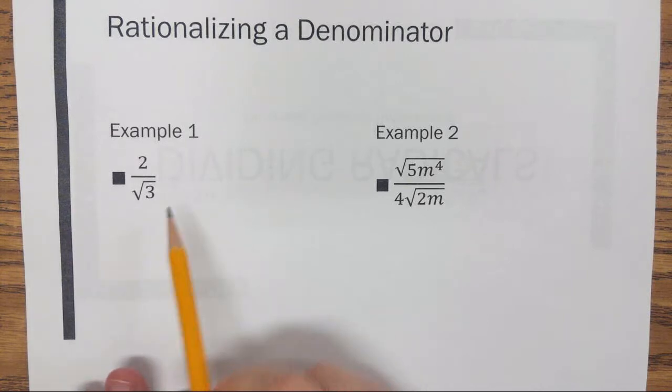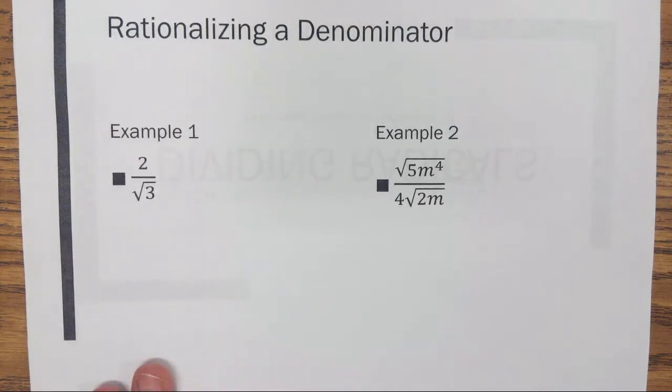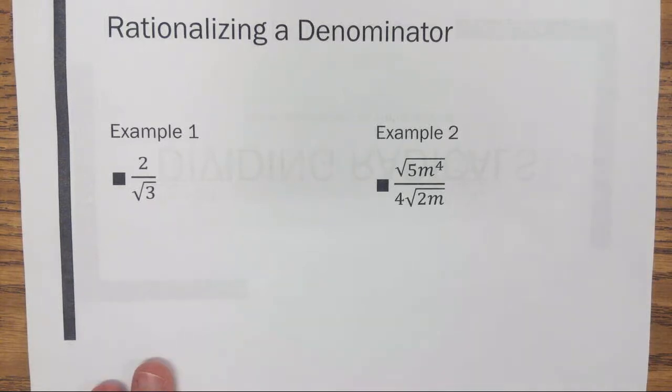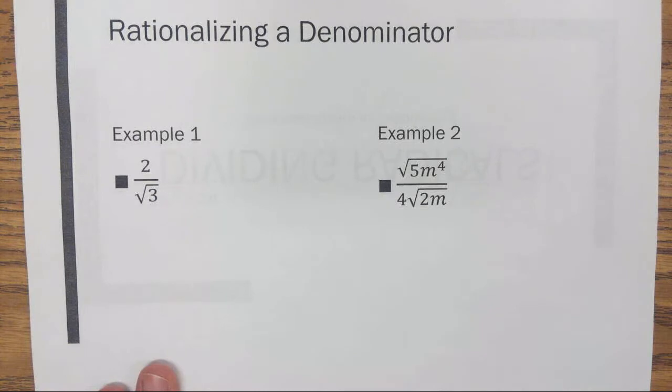Alright. So here's the first example that we're going to do together. I've got 2 over top of radical 3. The idea with dividing these things with radicals, or rationalizing the denominator, is typically when we're doing math with radicals, we don't want to have a radical in the denominator of our fraction. We want to get that out of there. Well, this is the way to rationalize denominators.